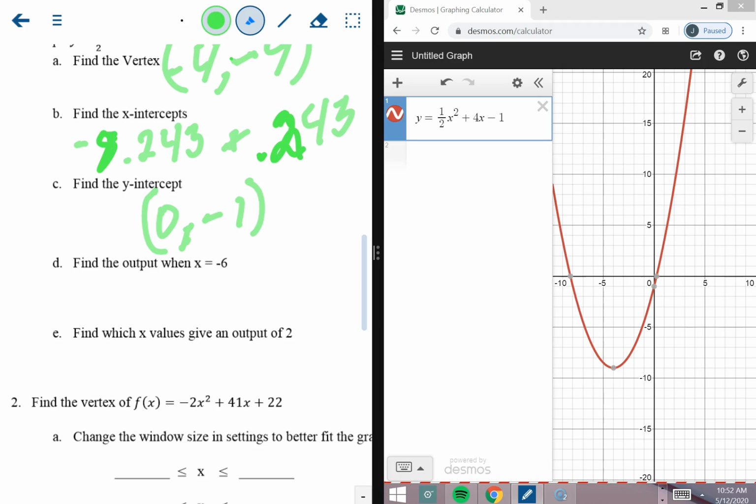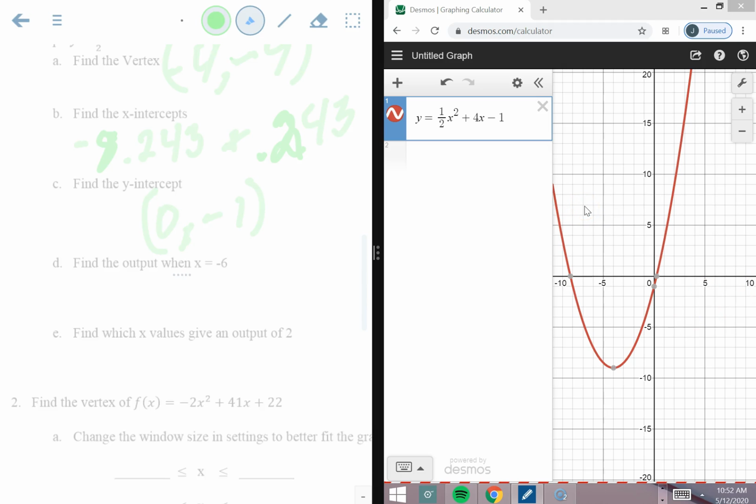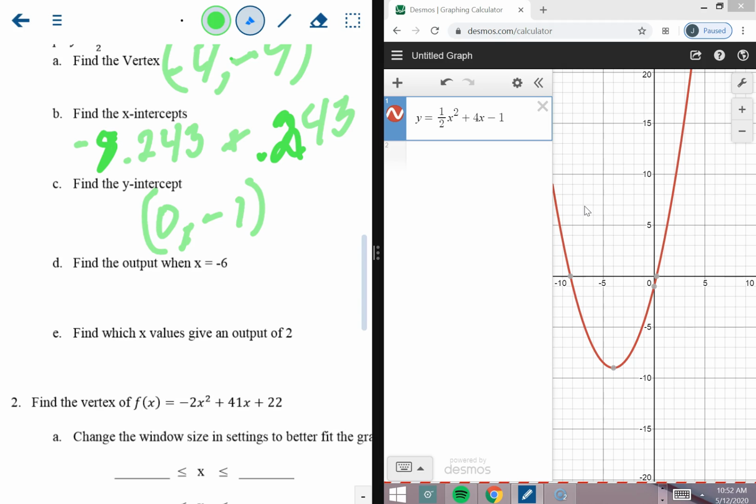But there are other parabola questions we could ask. There are other quadratic questions we could ask. Find the output when x equals -6. Okay, so one way we could do that is we could plug in -6 for x. That would be solving it algebraically. If we want to solve it graphically, well, we just have to figure out when x is -6. So you could try and go to the x-axis, -6, and kind of go down and click on the graph.